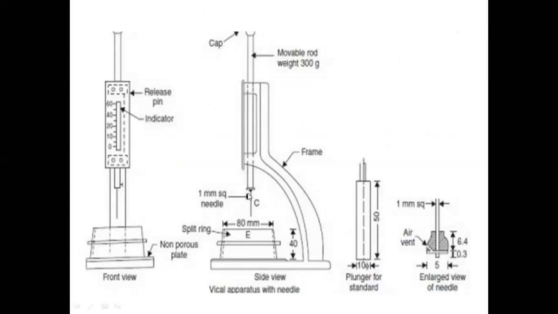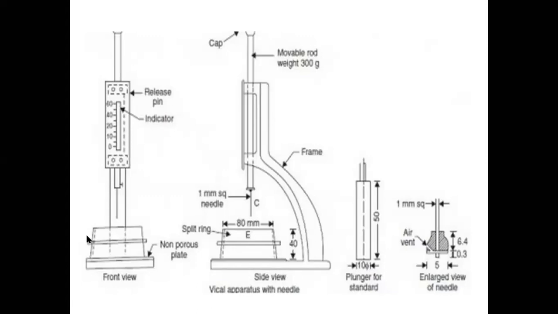This is the needle we are going to use for the initial setting time. This is the plunger we are going to use for standard consistency. This is the accessory, the annular arrangement with the needle, that we are going to use for the final setting time.